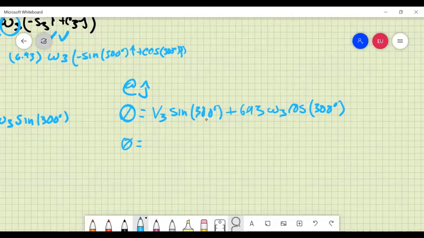Minus 8.6, so this will be minus 0.86 B3. We'll put one more decimal to be a little bit more precise. Cosine of 300 was 0.5, if I recall. Cosine of 300 times 6.93 is 3.46 omega 3.